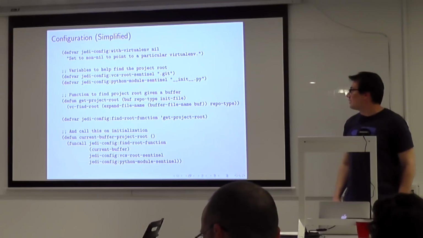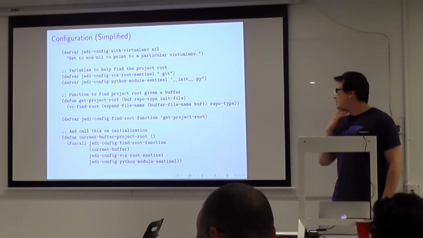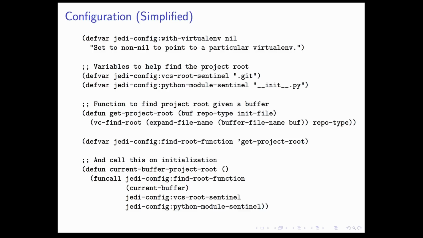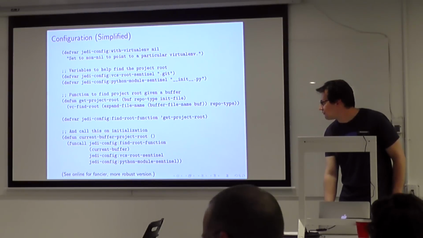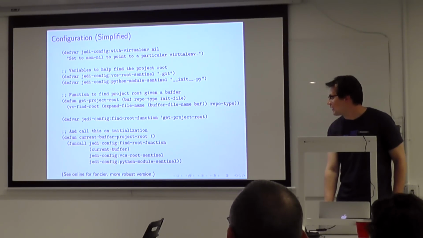And then we define a variable that uses that function as a symbol to indicate what should be done to identify the project root for a buffer. And then after that config variable is set, we have this function current buffer project root that calls the function in question. It uses the current buffer function to find the current buffer, unsurprisingly enough, and then the config variables so that it looks for the correct repository type and the Python module Sentinel. And I have a fancier version online if you want to take a look on that. But this will do the trick, at least to get us started.